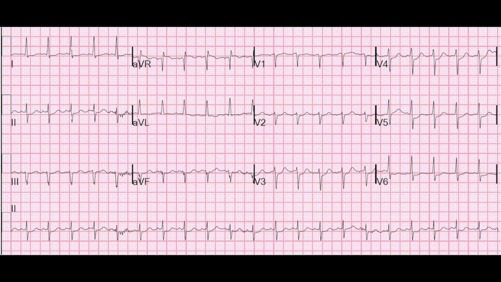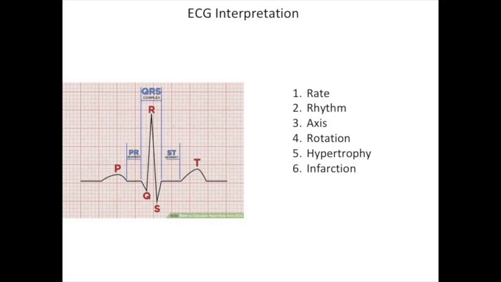So now that we've gone through the placement of electrodes and you've gotten your ECG tracing, let's go through some of the interpretation of the ECG. And when interpreting an ECG, we have 6 categories to consider: what is the rate, the rhythm, axis, rotation, hypertrophy, and infarction. Let's go through each one of these. The first one, like I said, is rate.